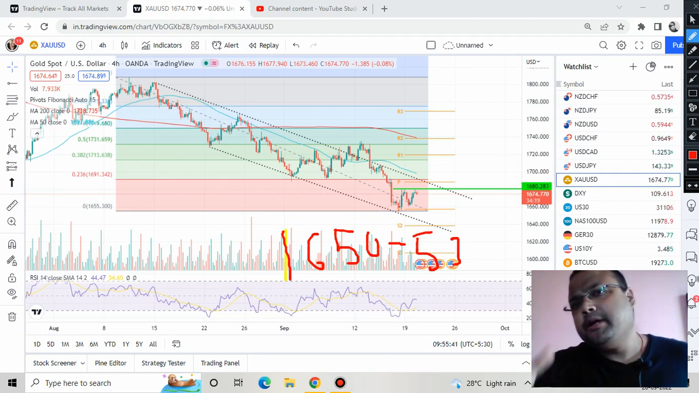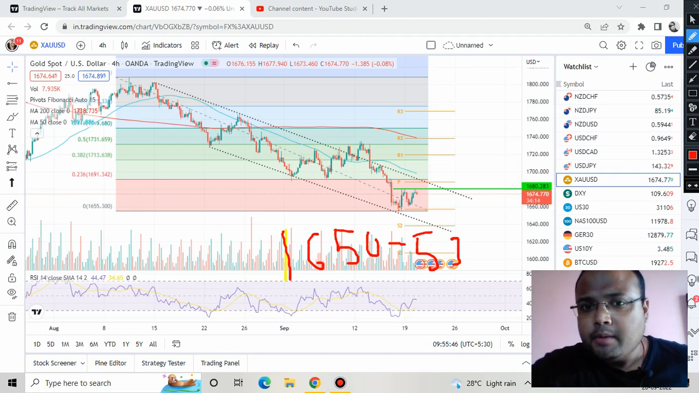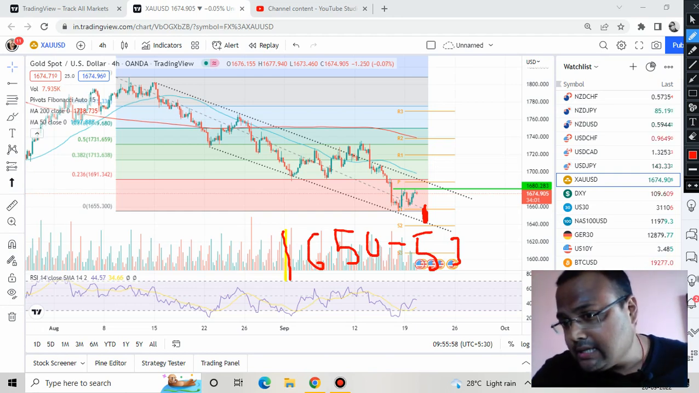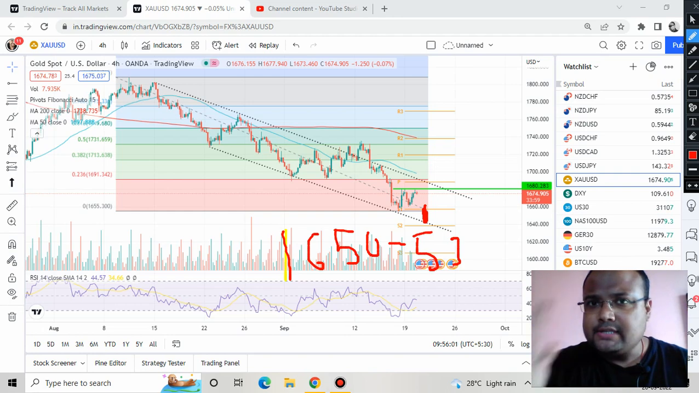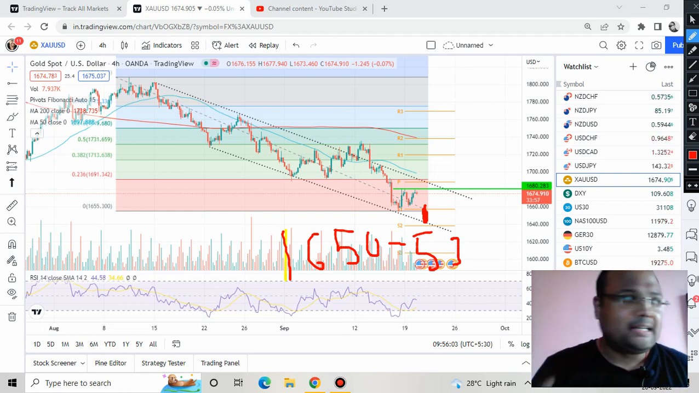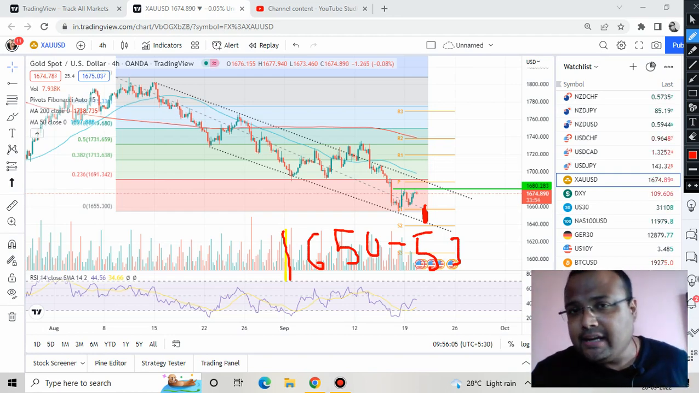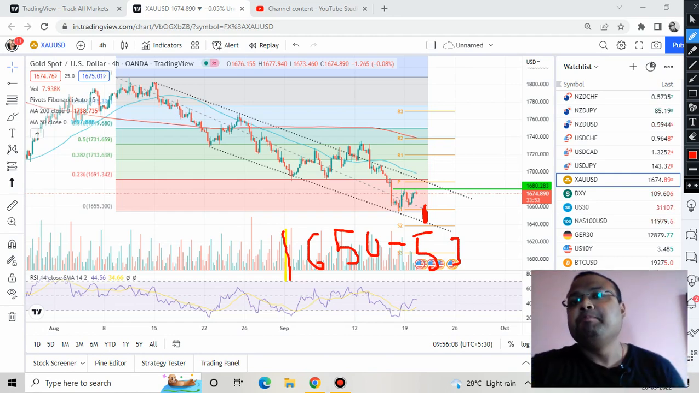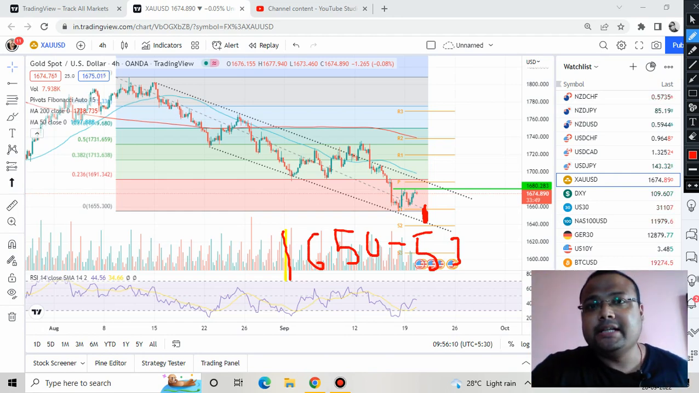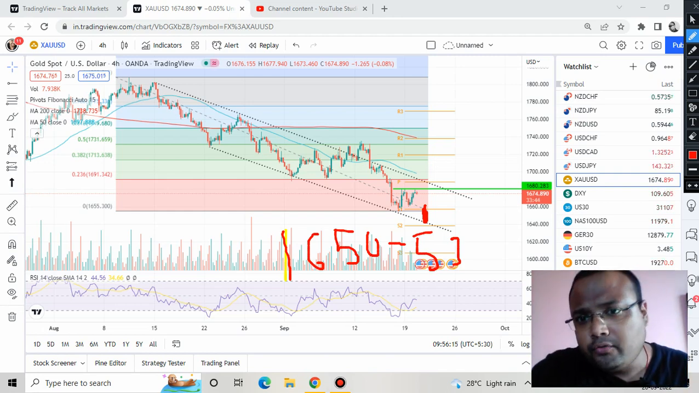And in case during the US session we see heavy selling in the market, and we find the market moving below the 1650 level and forming a big red candle, in that case we can go for a sell position below 1650, because 1650 is right now a psychological support of the market. Always remember these round figures like 1600, 1650, 1700, 1800, 1850. These round figures are psychological supports and resistances of the market. So if the market breaks 1650 with good volume, we can go for a sell as well.